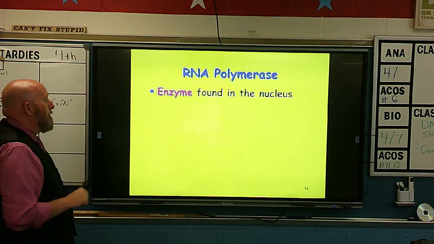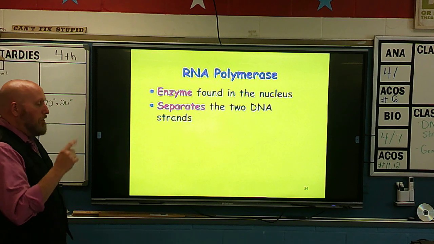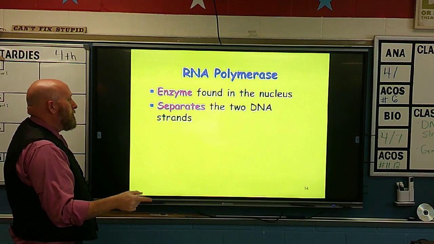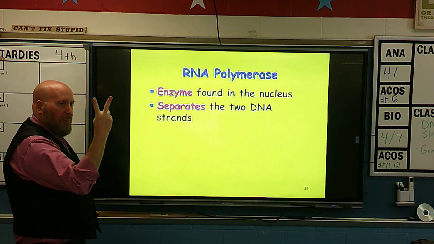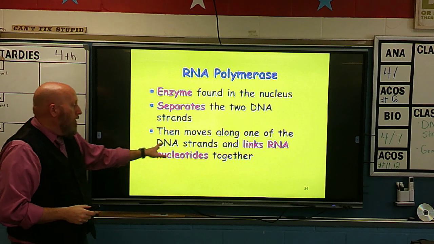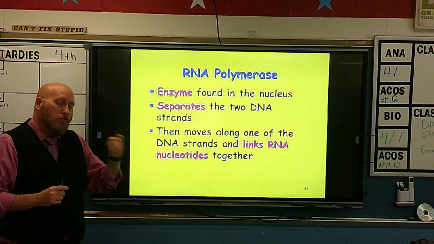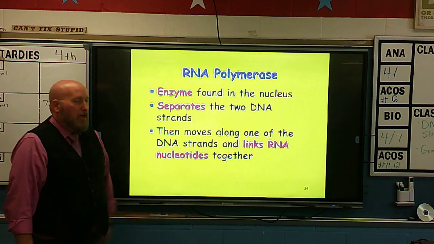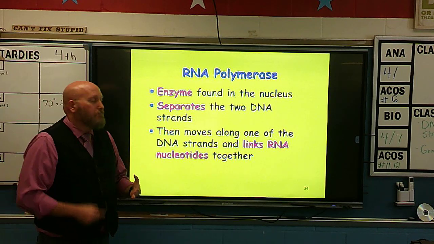So it is an enzyme in the nucleus. It does a couple things. First off, it separates, excuse me, the two DNA strands. Okay? It literally goes like the helicase did. Okay? And then it moves alongside one strand, not both strands of the DNA, but just one of the strands, and it makes an RNA sequence of nucleotides. It joins them together. Okay?